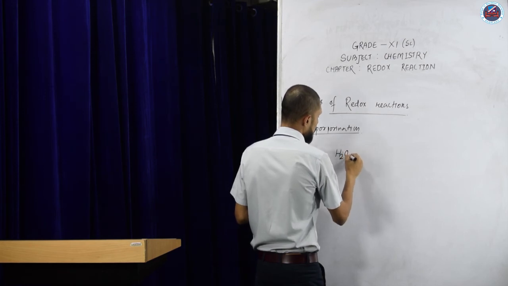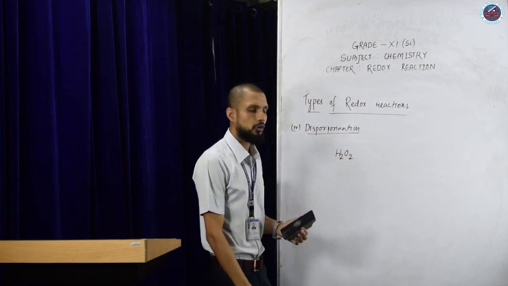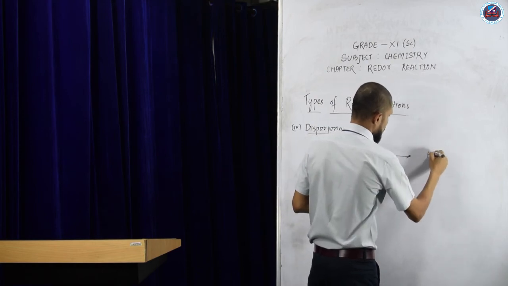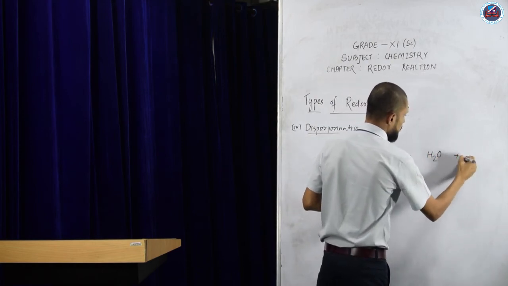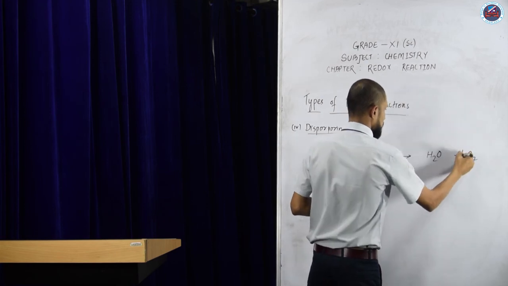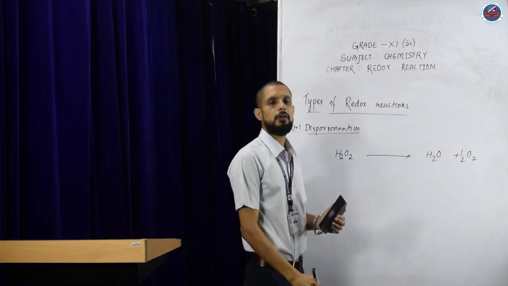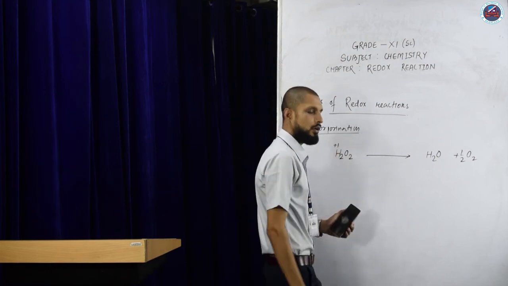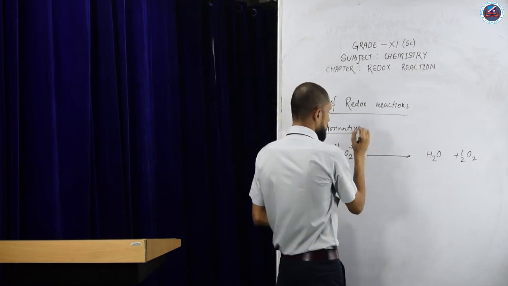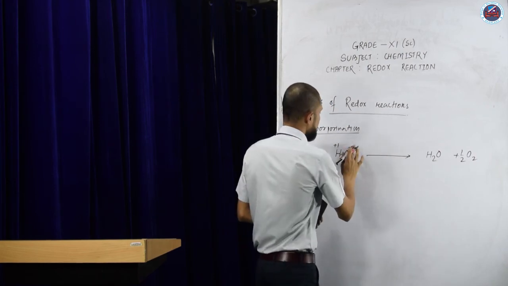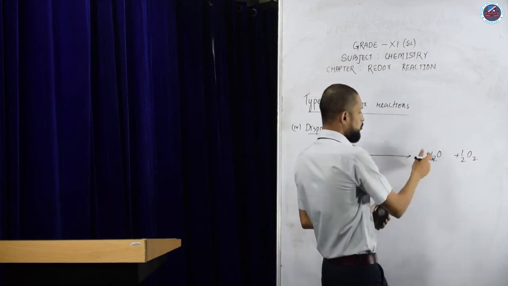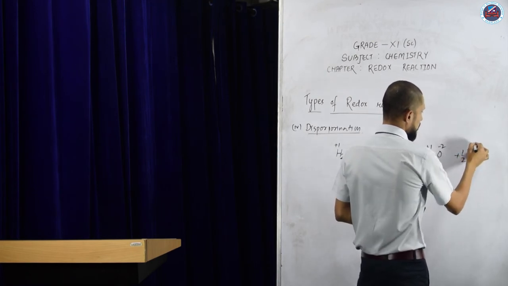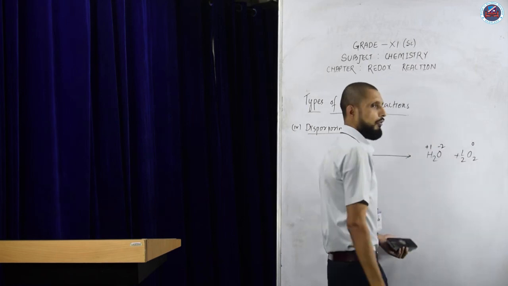So H2O2, hydrogen peroxide, will give H2O plus O2. To balance it, we'll multiply it by half. So oxidation number of hydrogen here is plus 1, oxygen is minus 1. In H2O, oxidation number of hydrogen is plus 1, oxygen is minus 2. O2 oxidation number is 0.